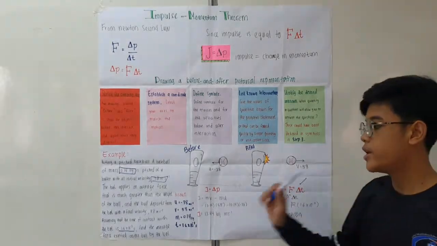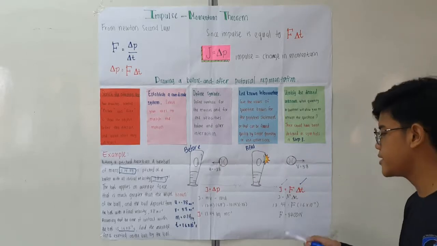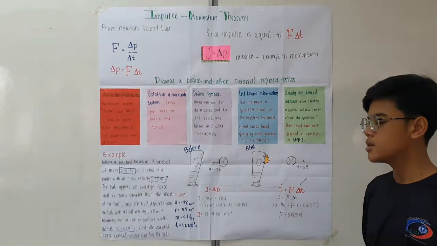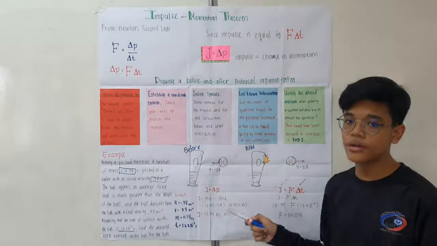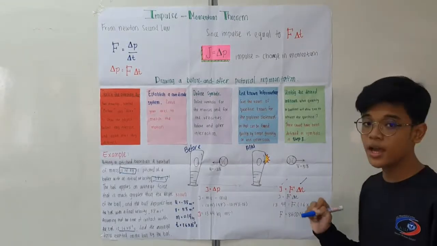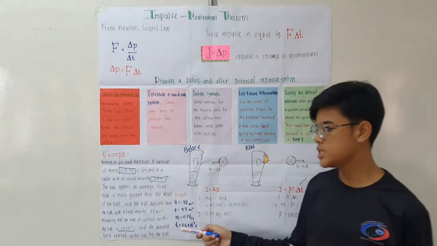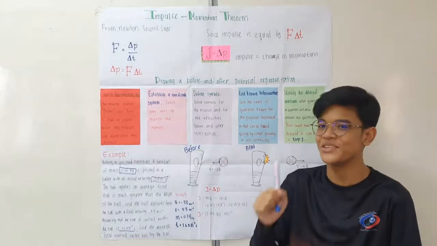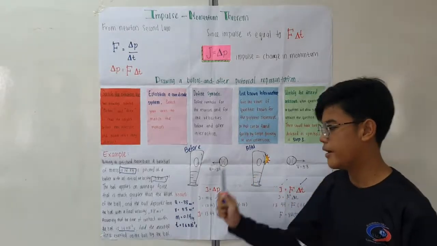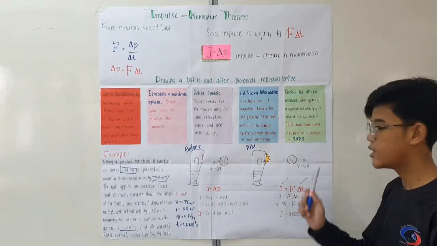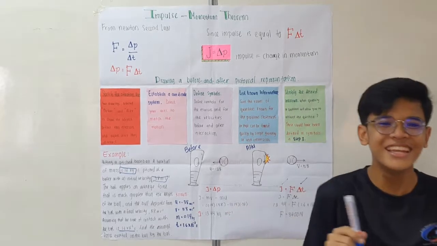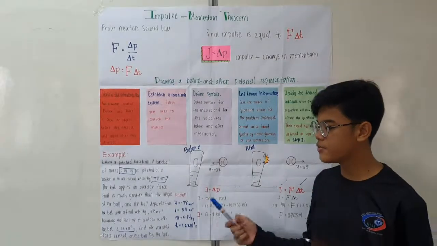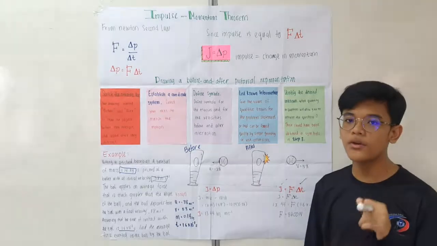So the average force exerted on the ball by the bat is 8,400 Newton.